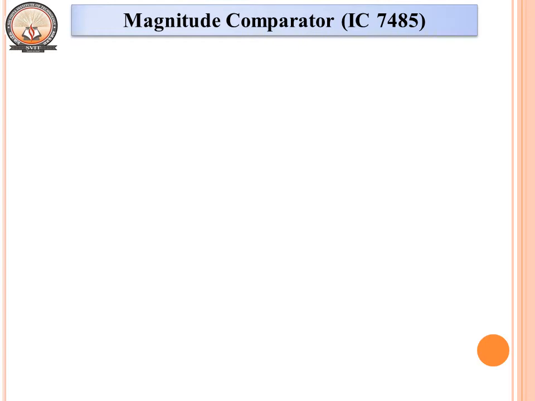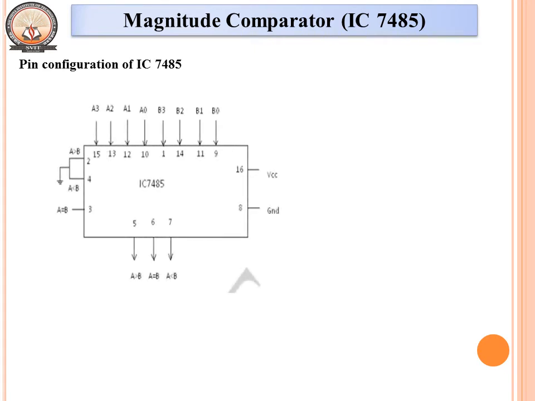The next topic is the magnitude comparator. The magnitude comparator is the IC 7485, which is used whenever you want to compare more than 2 bits of data. A 2-bit comparison can be done using a 2-bit comparator; whenever you want to compare more than 2 bits, we use this IC 7485. It is a 16-pin IC, so you can see the pin diagram here. We have two 4-bit inputs, A3 A2 A1 A0 and B3 B2 B1 B0, and three outputs: A greater than B, A equal to B, A less than B.